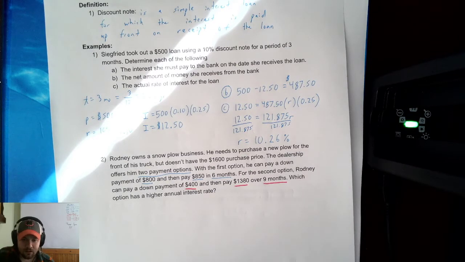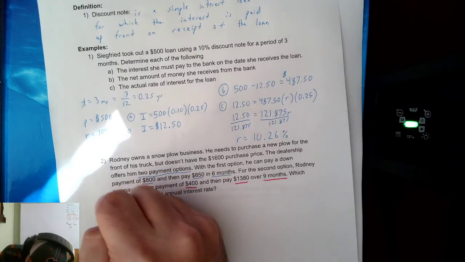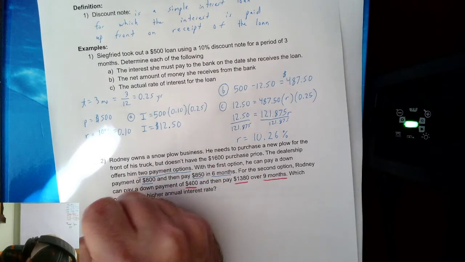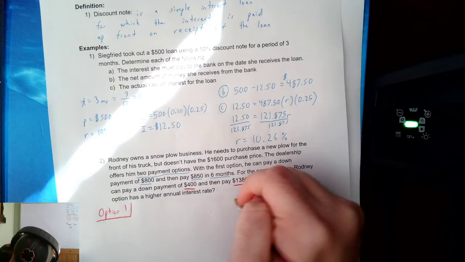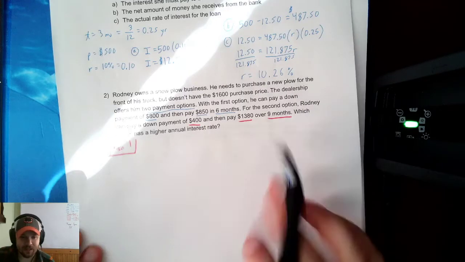Now, let's take a look here. In the first example, notice, so let's do option 1 first. Option 1. And then we'll do option 2 second. So let's do option 1 first. Save yourself some room for option 2.